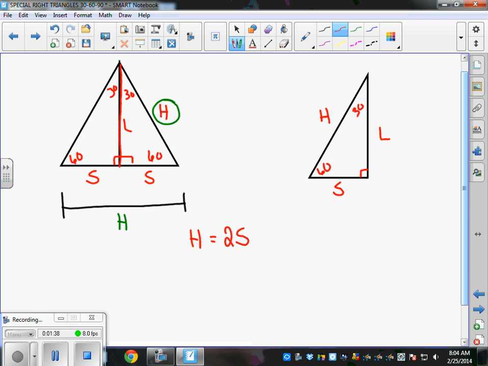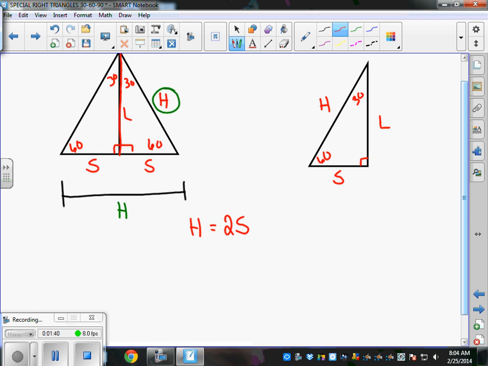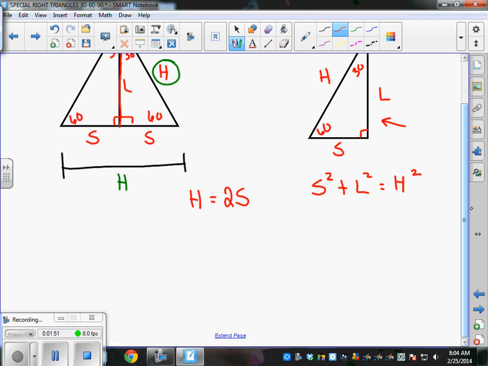Now we're going to find a relationship with the long side of the triangle. So let's take this and do the Pythagorean theorem. s squared plus L squared equals h squared. But we just said that h was 2s, so that would give me s squared plus L squared equals (2s) squared. Now just squaring on that side, I would have 4, because you square the 2, and then s squared.